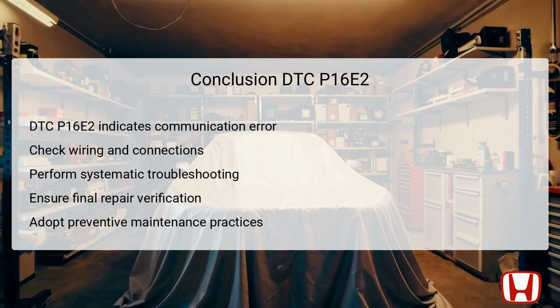In summary, the DTC P16E2 pertains to a critical communication error within the LIN circuit, specifically affecting data exchange between the battery sensor and the ECM. It is essential to carefully check wiring, connectors, and the operation of these components during the troubleshooting process. Following a systematic approach through the outlined steps allows for accurate diagnostics and effective rectification of the issues present. Once repairs are made, a thorough verification is necessary to confirm that the DTC has been resolved and that no additional error codes are present.